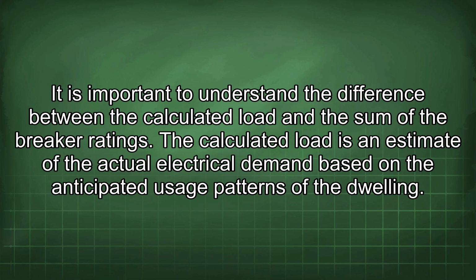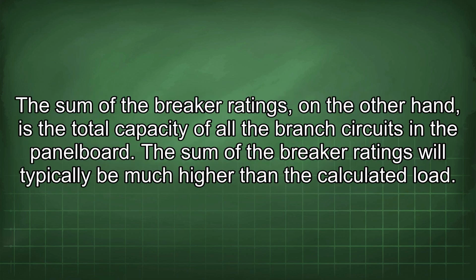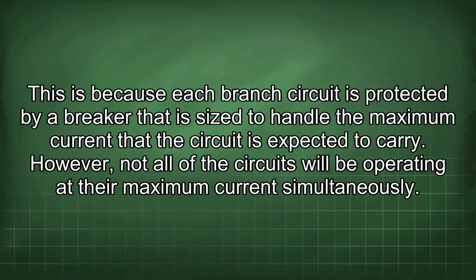The calculated load is an estimate of the actual electrical demand based on the anticipated usage patterns of the dwelling. The sum of the breaker ratings, on the other hand, is the total capacity of all the branch circuits in the panel board. The sum of the breaker ratings will typically be much higher than the calculated load. This is because each branch circuit is protected by a breaker that is sized to handle the maximum current that the circuit is expected to carry.